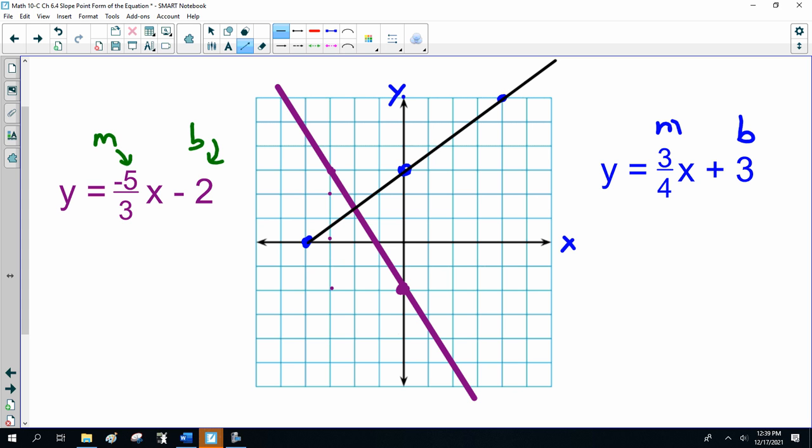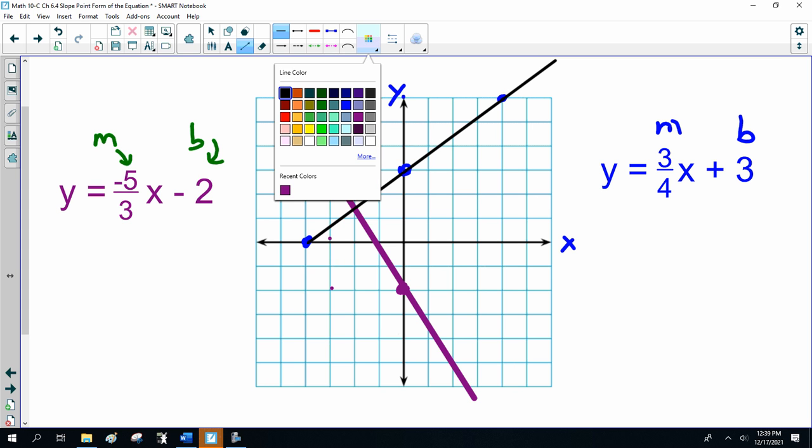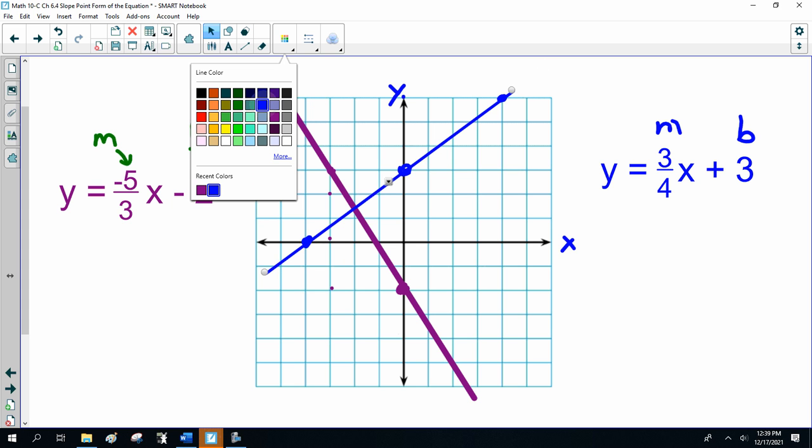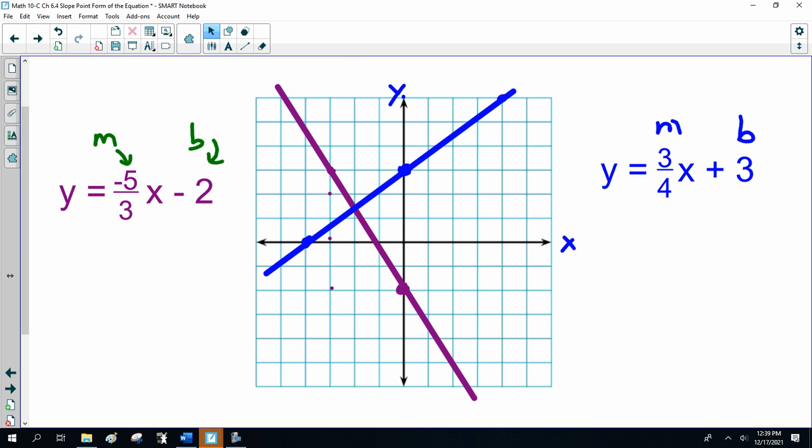There we go. That is y equals 3/4 x plus 3. That's what I need to be able to do.